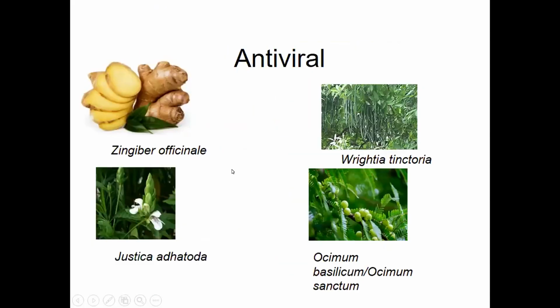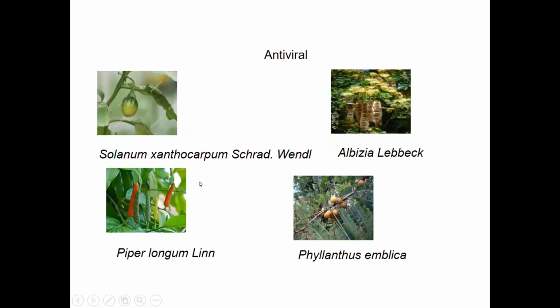There are some medicinal plants also being used as antiviral, like Zingiber officinale, Justicia adhatoda, Ocimum basilicum, Solanum xanthocarpum, Albizia lebbeck, Piper longum, and Phyllanthus emblica. So these are examples of some plants which are also being used as antiviral plants.